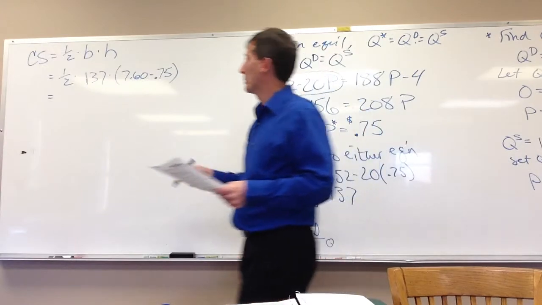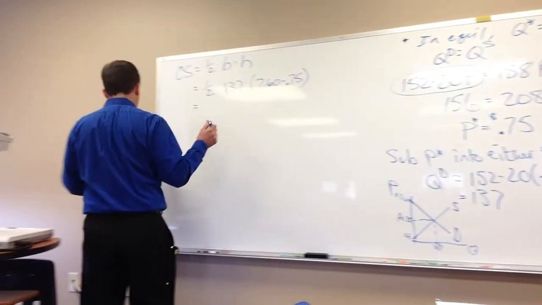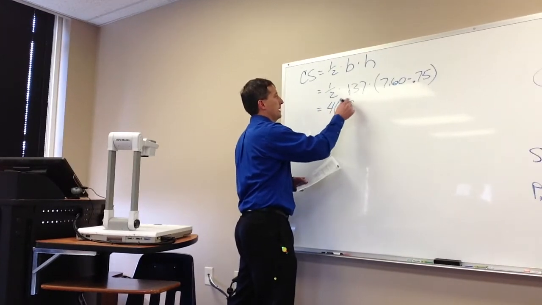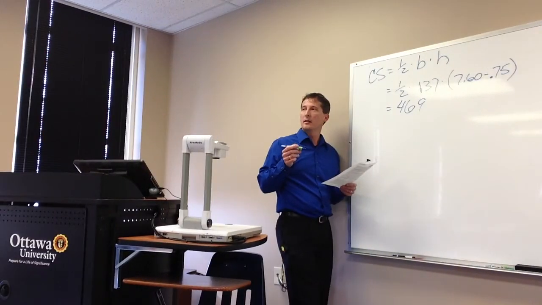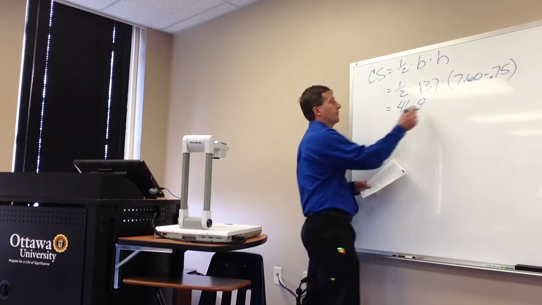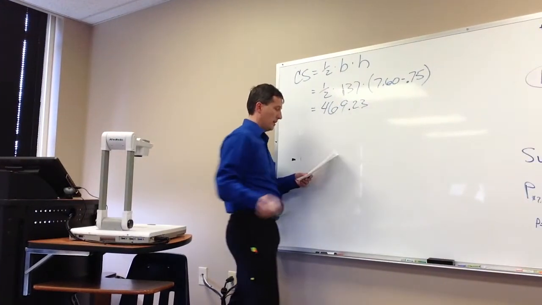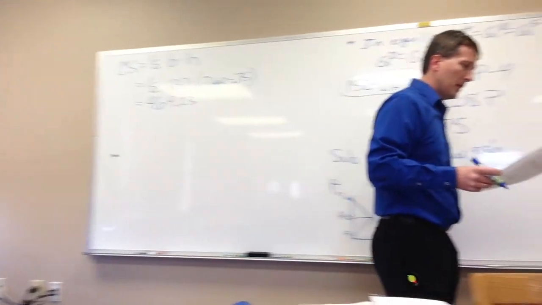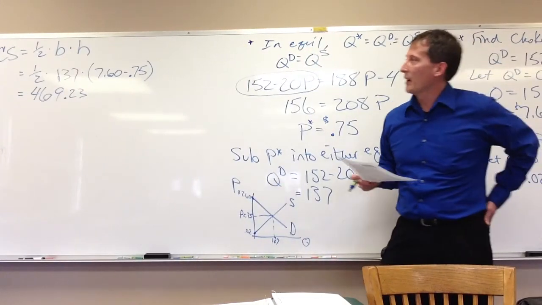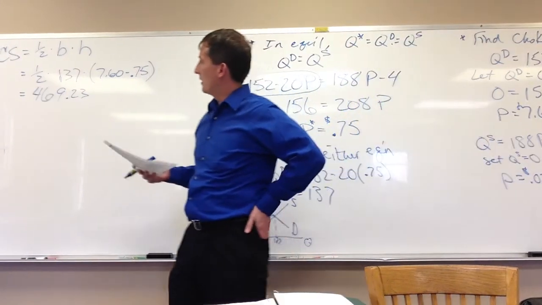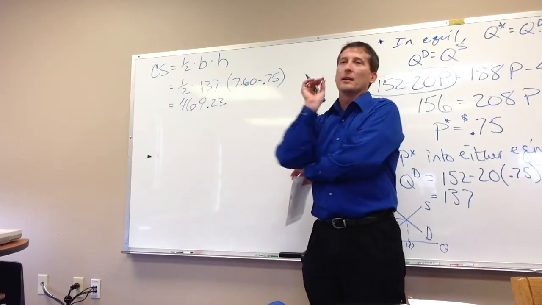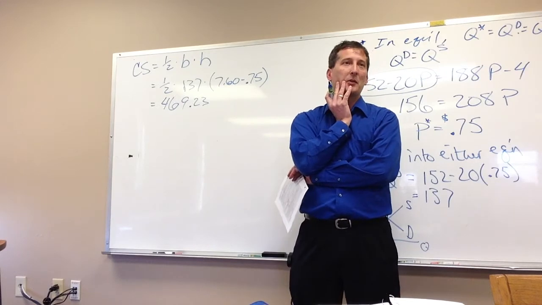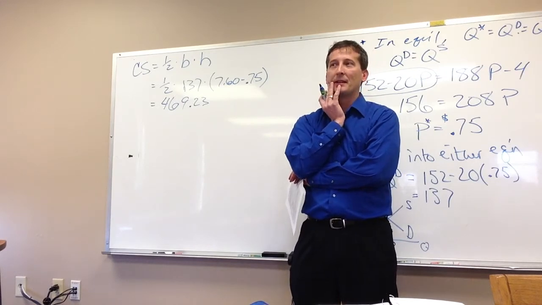What'd you get for consumer surplus? 469.23. 469.23. Yeah. Okay, now let's stop there for a second. One thing we've got to always be careful of is what our units are in. Is that 469.23 units? It's dollars. Dollars, okay.